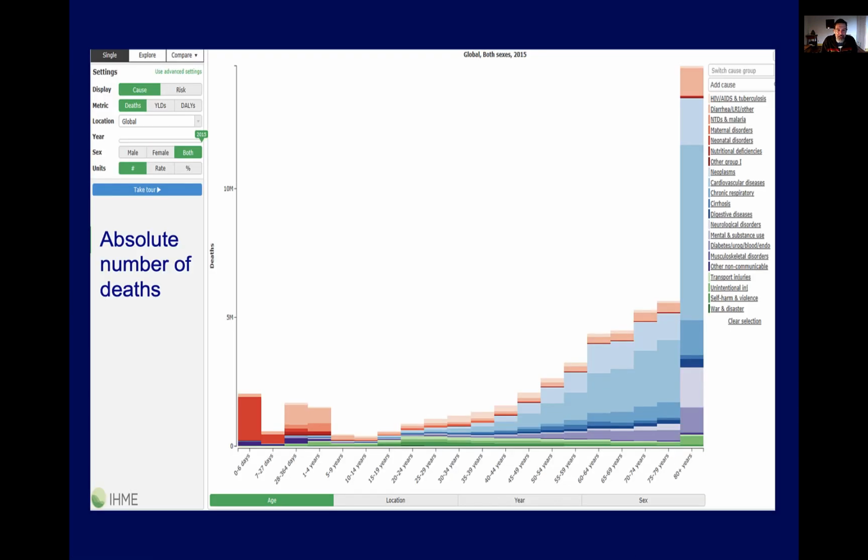Looking at this slide, it's showing now the absolute number of deaths by age group globally. And as you might expect, the distribution of the different causes of death varies by age group. In the neonatal period, the major causes of death include preterm birth, neonatal encephalopathy, and neonatal sepsis. But during the first 5 years of life, infectious diseases like HIV and TB are common causes of death. In older age groups, non-communicable diseases shown in blue, such as cardiovascular diseases and neoplasms, tend to predominate.